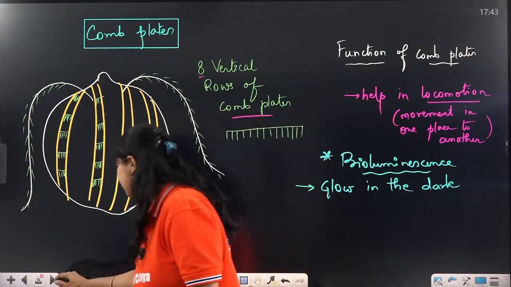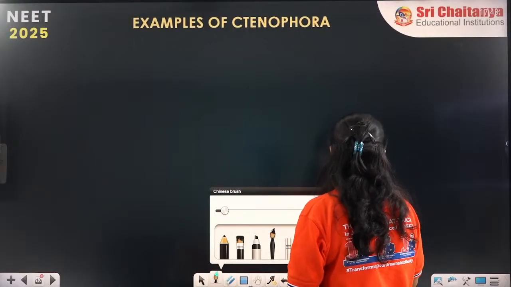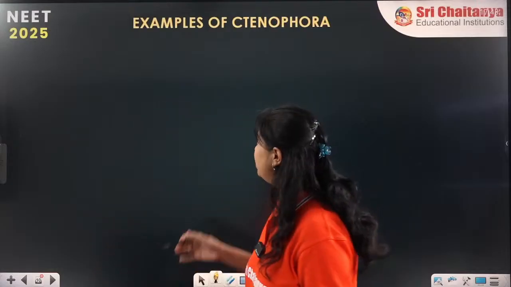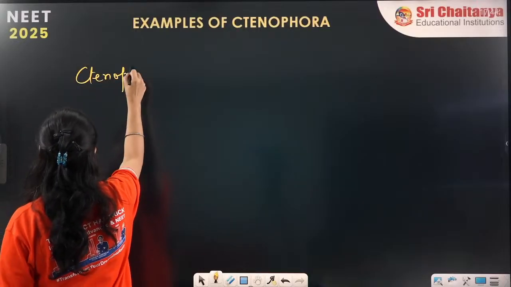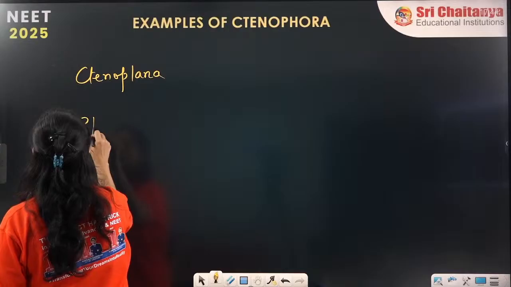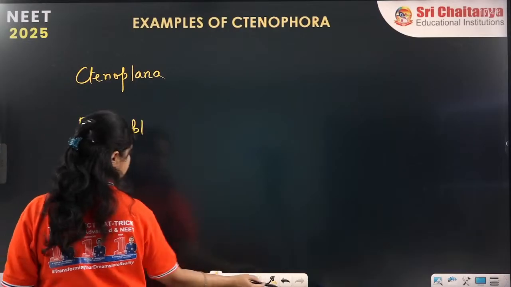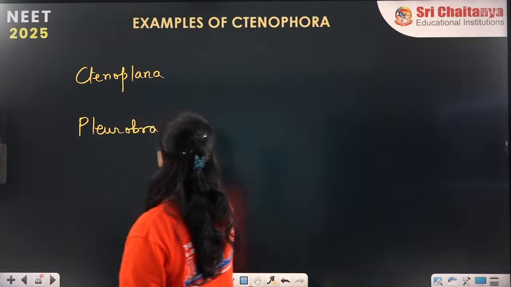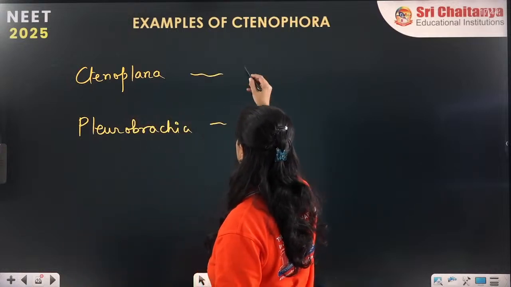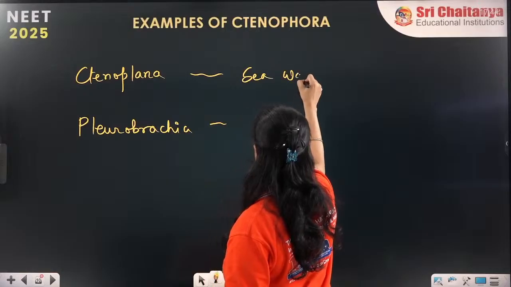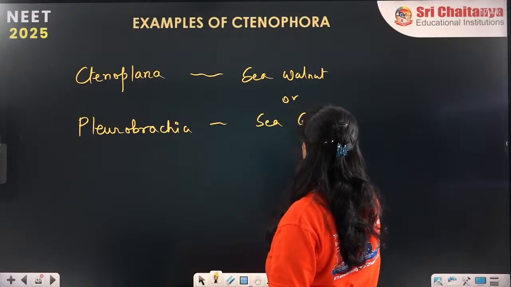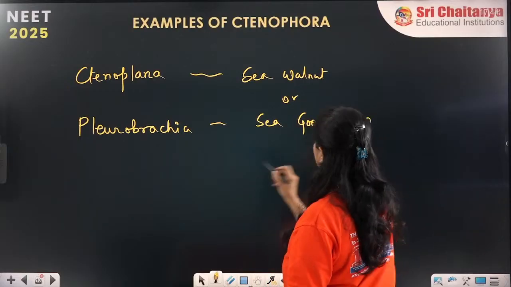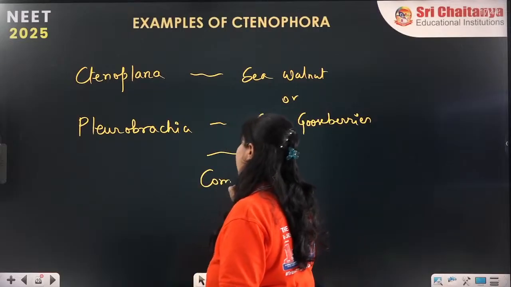Now what are the examples? These are not very difficult, very easy to remember. The examples of Ctenophora are Ctenoplana and Pleurobrachia. They are commonly known as sea walnut or sea gooseberries, commonly called comb jellies.